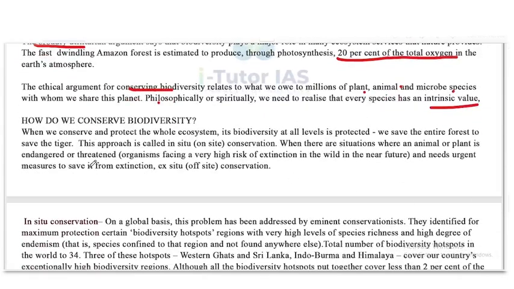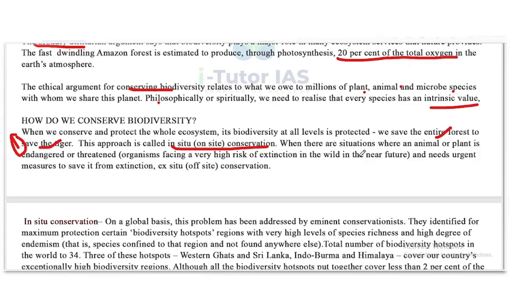Now, how do we conserve biodiversity? When we conserve and protect the whole ecosystem, its biodiversity at all levels is protected. We save the entire forest to save the tiger. This approach is called in situ conservation. So this is one way, in situ conservation, wherein we protect the whole ecosystem, and its biodiversity at all levels is protected. An example can be taken as an entire forest is conserved to save the tiger.